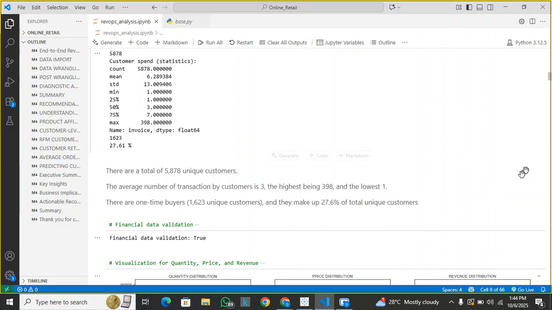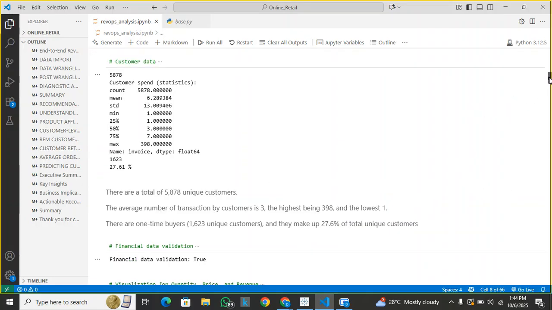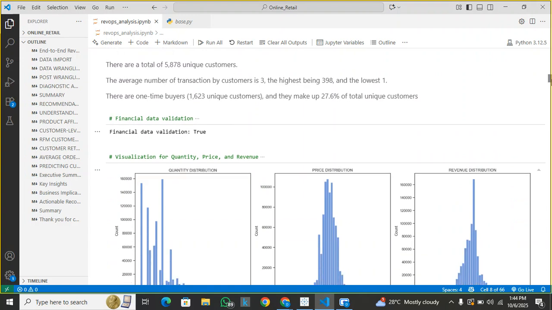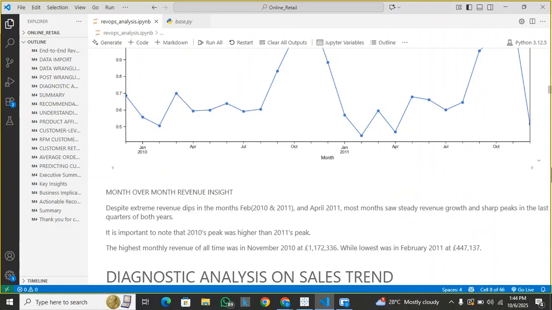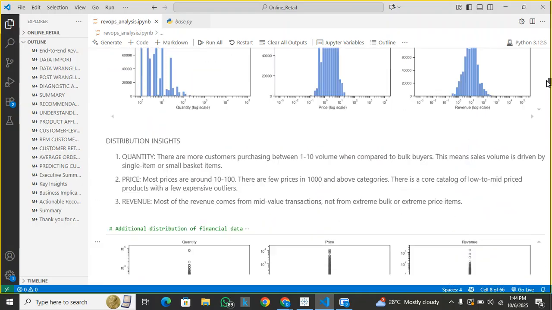So I carried out a data health check on my financial column, that's the price column, to validate the data, and it returned true. Next, I have distribution.